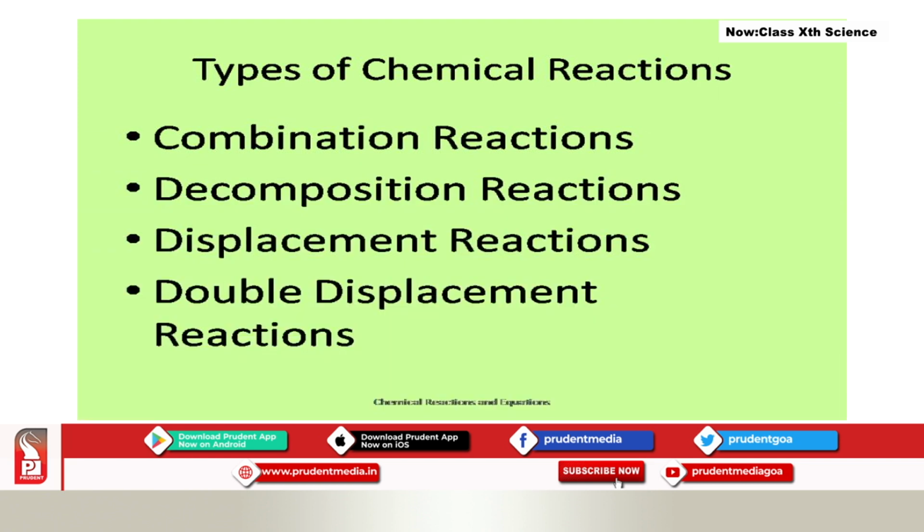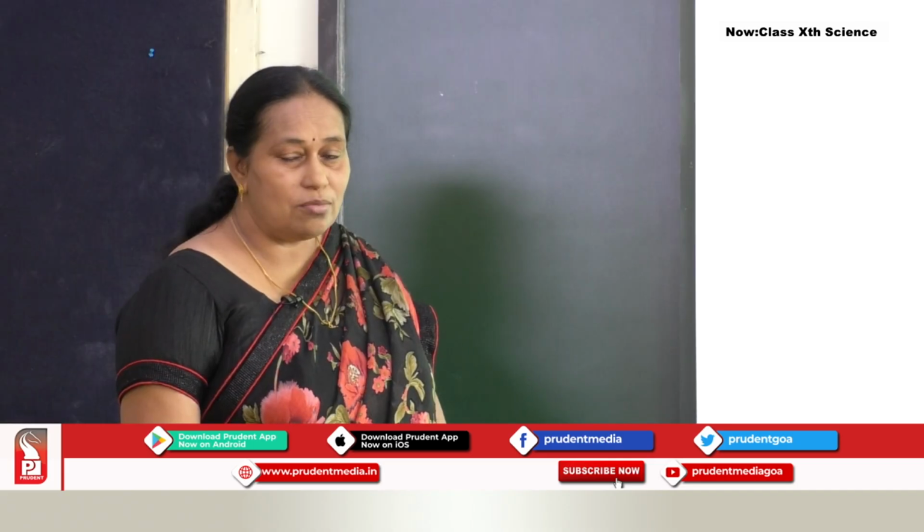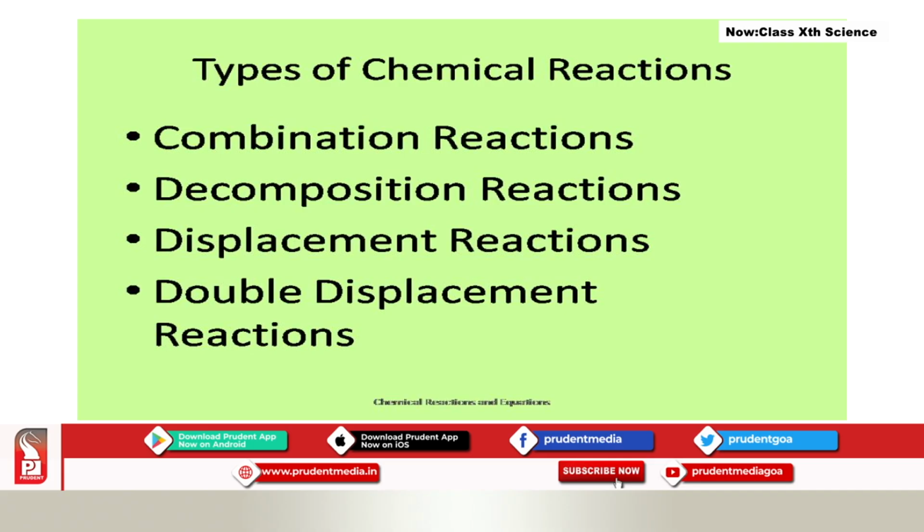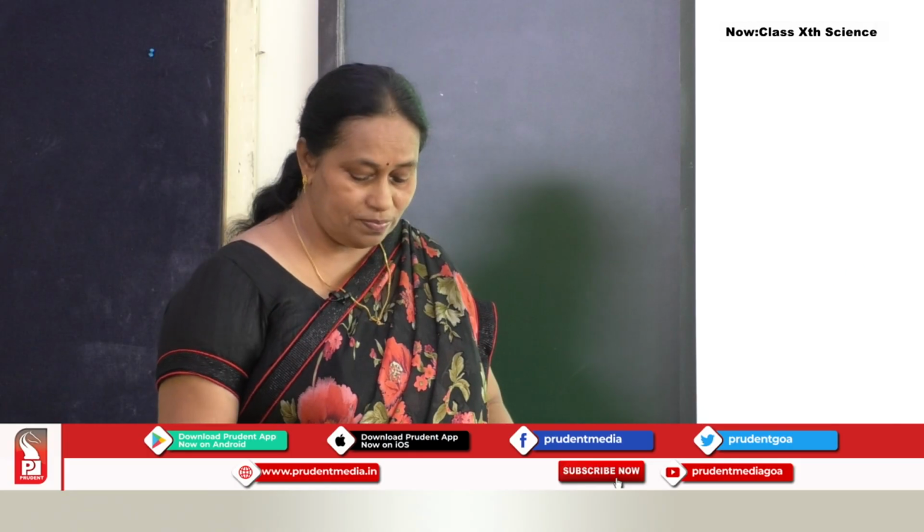There are mainly 4 types of chemical reactions. 1. Combination reactions, 2. Decomposition reactions, 3. Displacement reactions and 4. Double displacement reactions. So, chemical reactions are classified mainly into 4 types: combination, decomposition, displacement, double displacement. Let us see these types one by one.